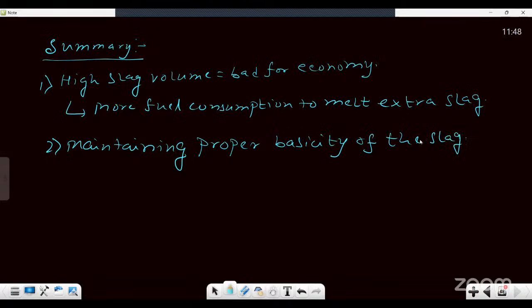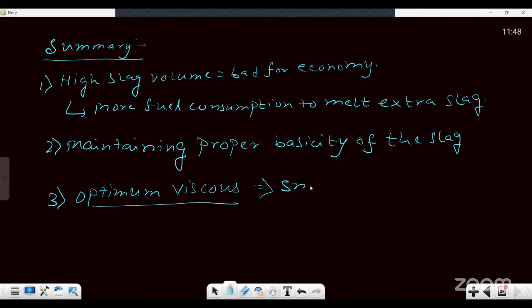Maintaining proper basicity of the slag, which is good for sulfur and phosphorus removal, and optimum viscosity. The slag must be viscous, but not very much, not too less also, for smooth flow and perfect separation from metal.